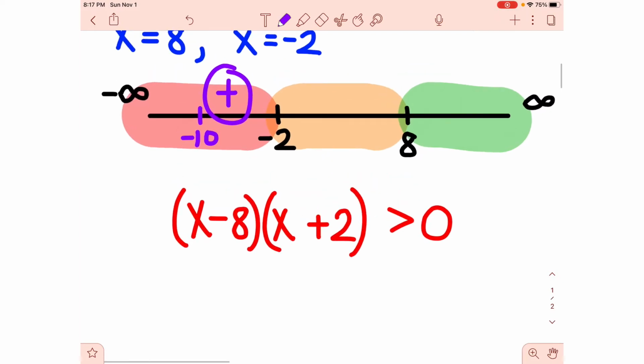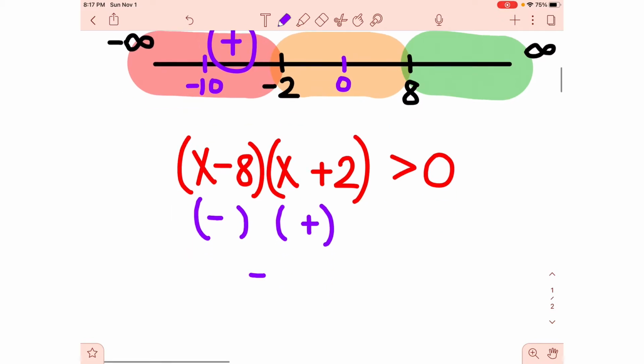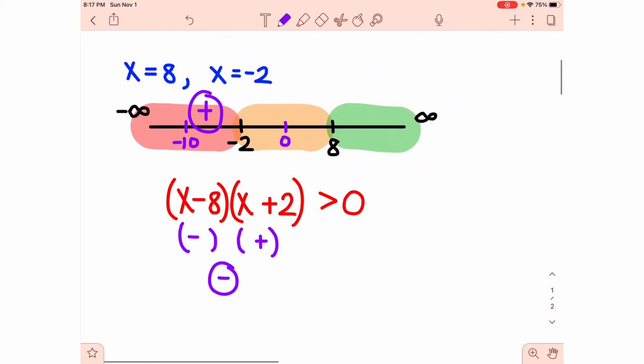Now if I pick a number between negative 2 and 8 in the orange interval, like 0, and plug it in, let's see what happens. 0 minus 8 is negative, and 0 plus 2 is positive. Well, when I multiply a negative times a positive, I get a negative. So this part of the function, no matter what number I plug in, is going to come out negative.